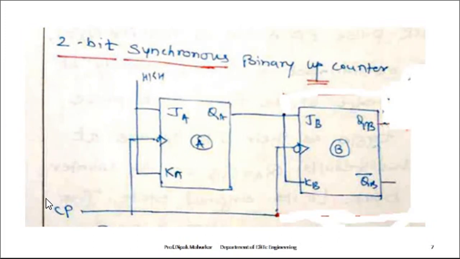We'll see the operation. Initially we assume that the QA and QB outputs, the first flip flop and second flip flop, are 0. Because of the bubble, both flip flops will be triggered whenever the negative edge of the first clock pulse is applied. The first flip flop will toggle because both J and K are connected to 1. As per the truth table, the flip flop toggles.